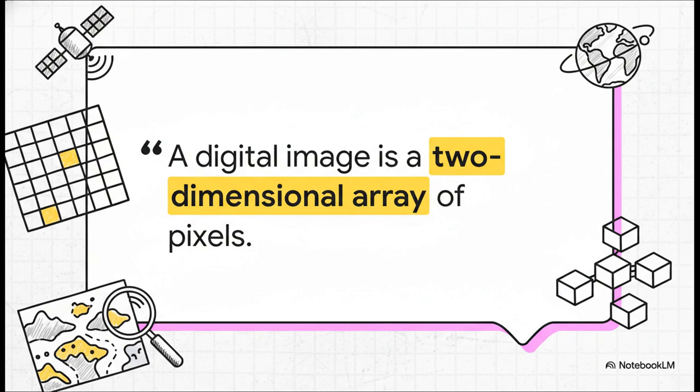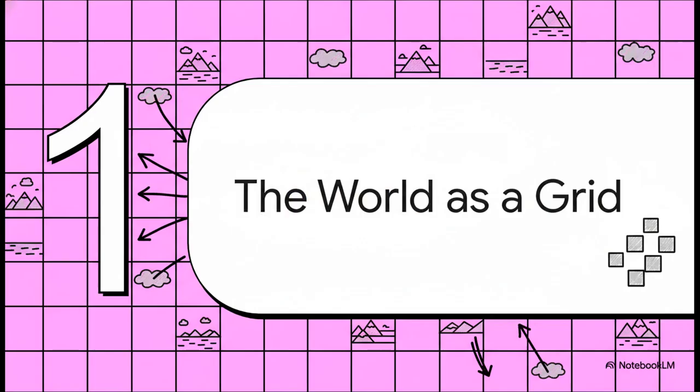Now, that might sound a little technical, but I promise it's an idea you already get. Think of it like this. It's just a grid, a very, very smart grid. And that right there is our first big concept. To really understand a digital image, you have to stop seeing a picture and start seeing the world.